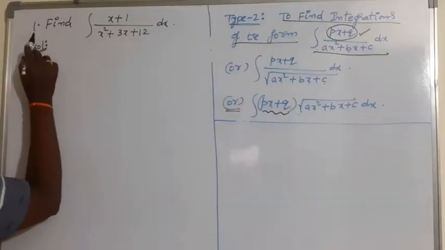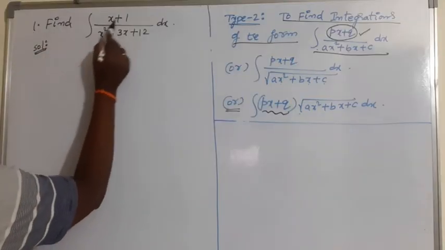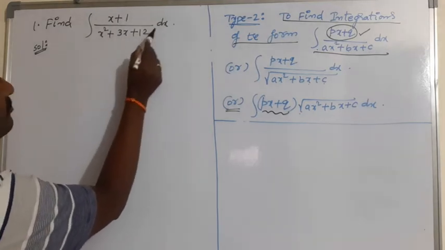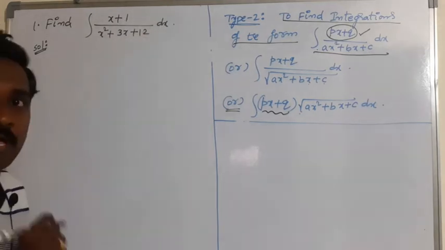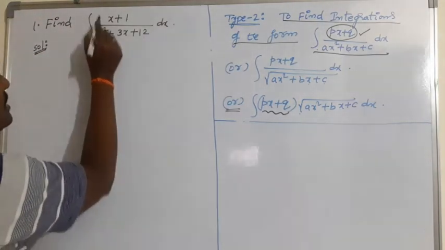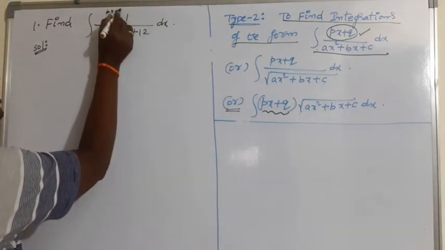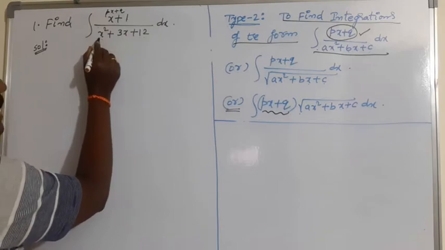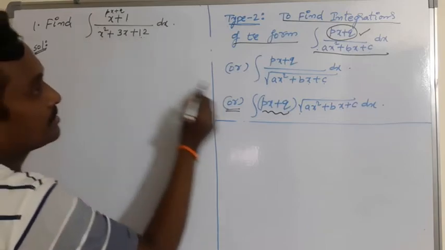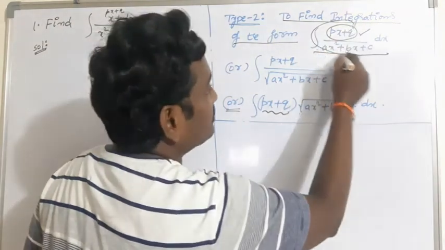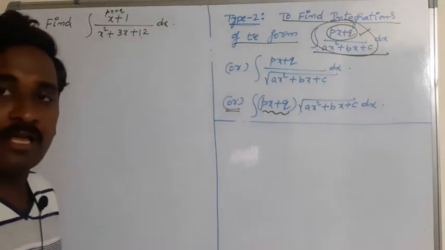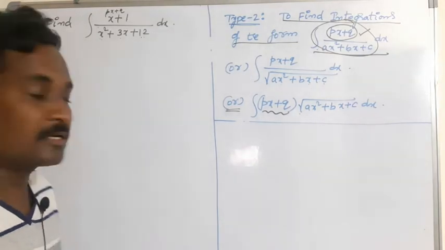See the first problem. Find integration of x plus 1 by x square plus 3x plus 12 dx. Clearly, we are observing that this problem is in the form of px plus q by ax square plus bx plus c. So, the given problem is in this model. The numerator is a linear term, the denominator is a quadratic term.